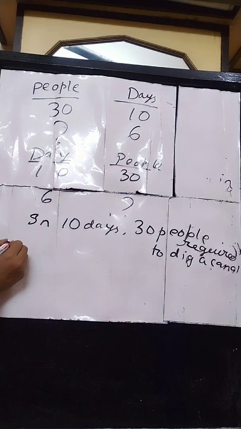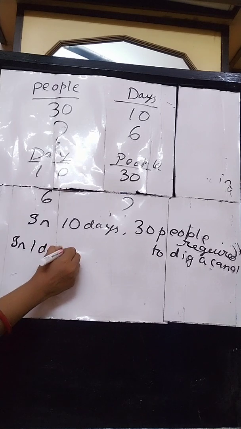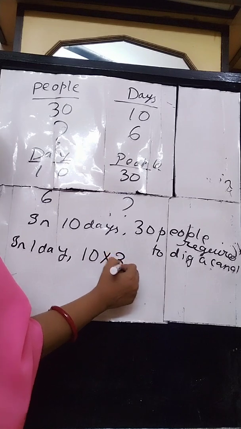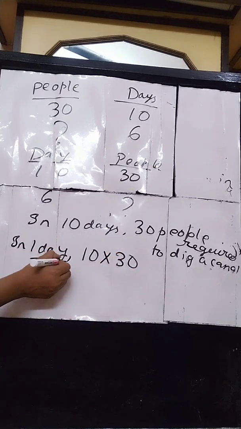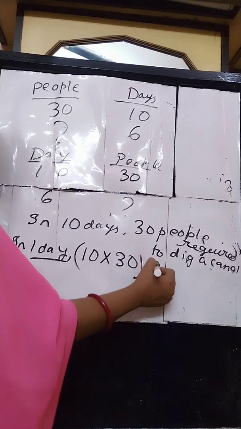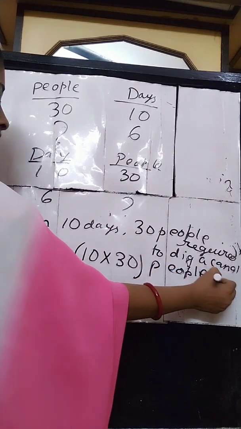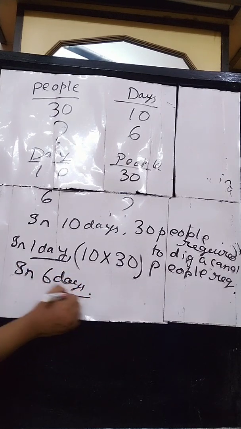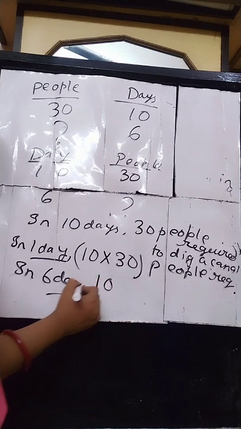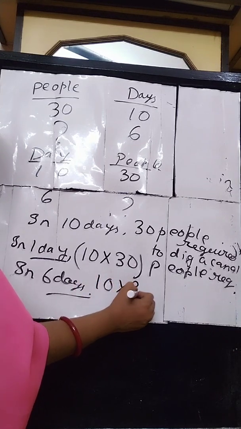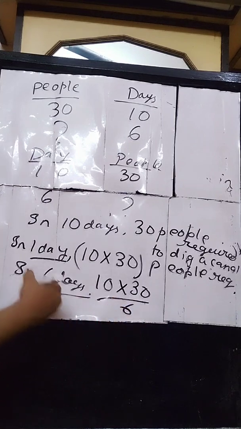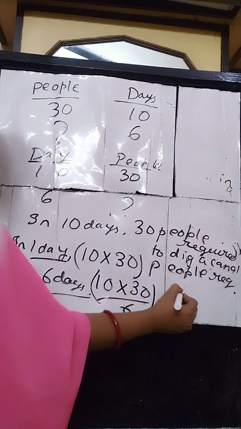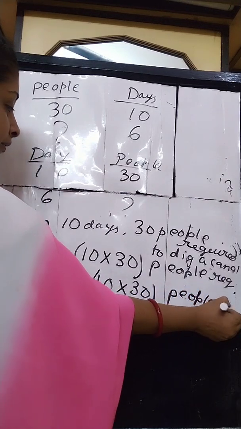In 1 day, how much people require? 10 into 30. More people required if the work is to be completed in 1 day. But in 6 days, again less people required, because number of days is increasing, so people will be required less. 10 into 30 by 6 people required to dig the canal.